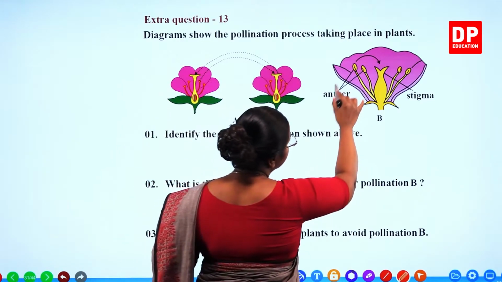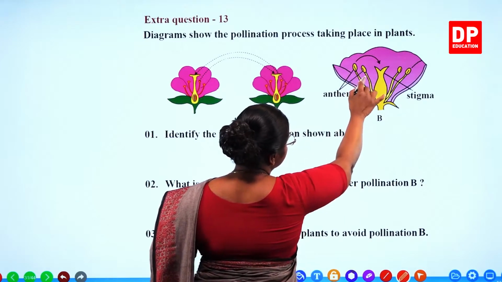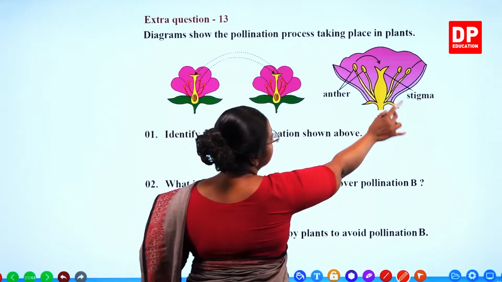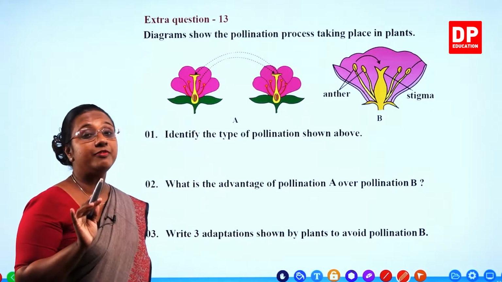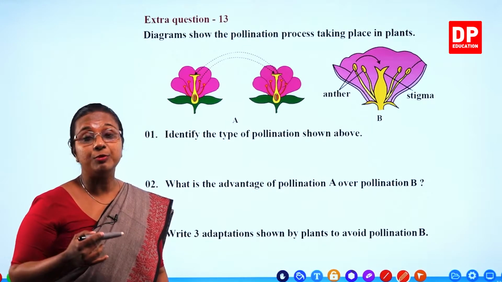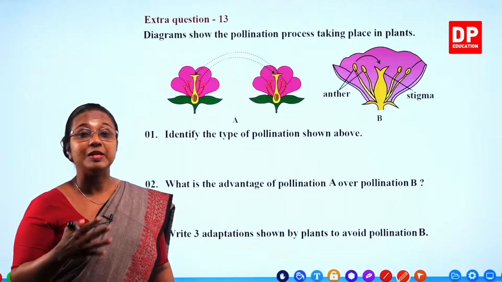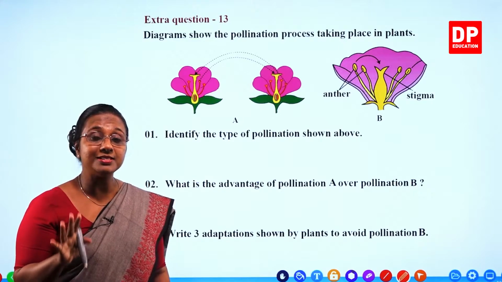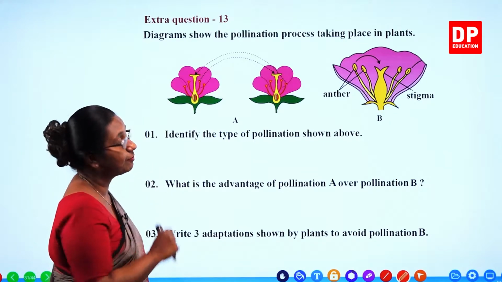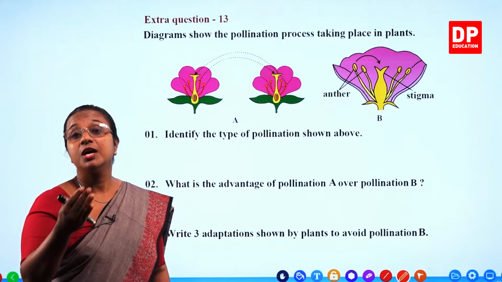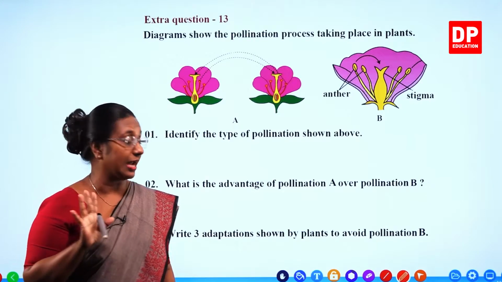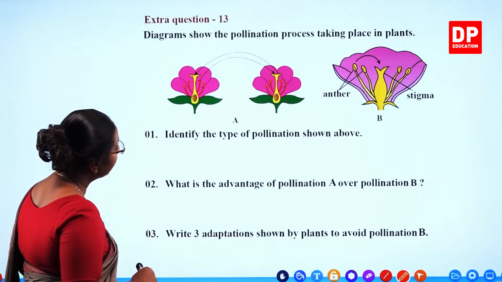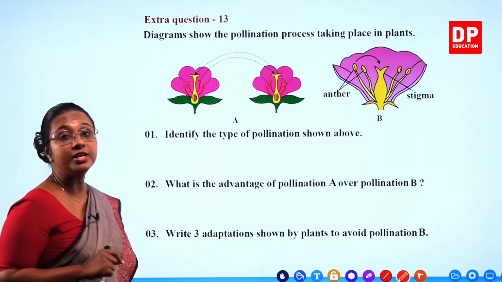If we look at diagram B, here it is the anther of one flower. From there, the pollens are deposited on the stigma of the same flower. So that is self-pollination. There is no possibility of mixing of characters. So that is why normally plants, they try to avoid self-pollination and promote cross-pollination. You all know that. So then, the first question, identify the type of pollination shown above.